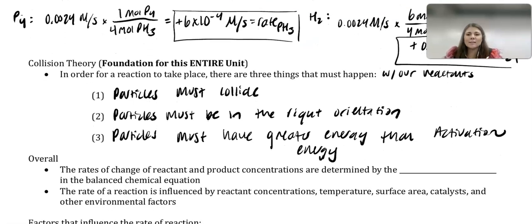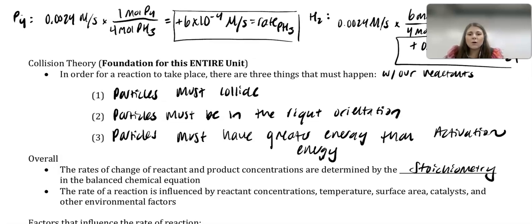Before we move on to the next part, I just want to put overall that the rates of change of reactants and product concentrations are determined by the stoichiometry in the balanced chemical equation. That's where those stoichiometric coefficients come into play, and we can look at mole ratios.